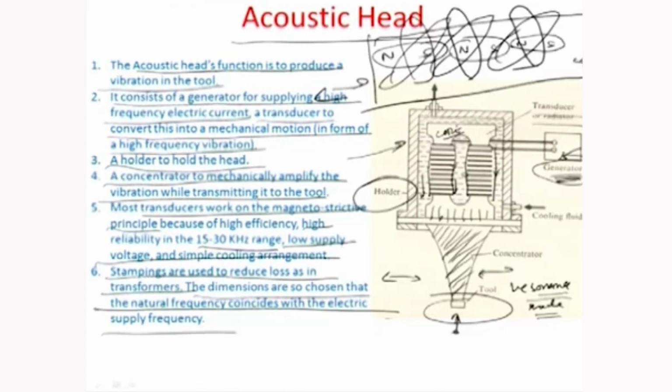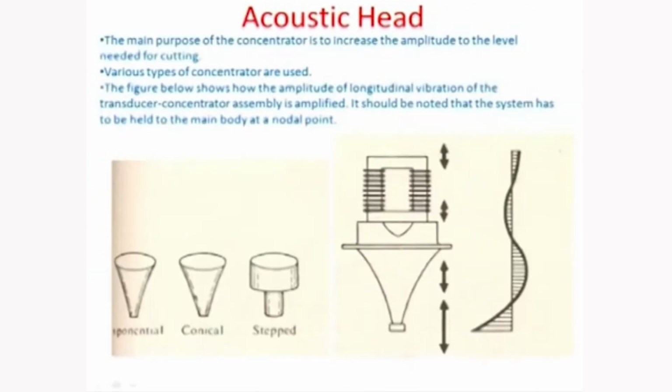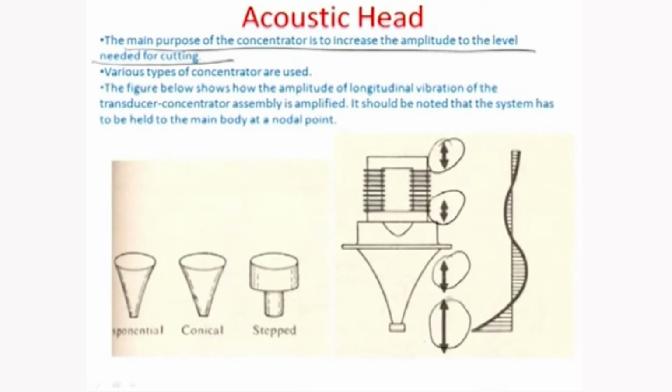So that is how the acoustic head is made in an ultrasonic machining system. The other aspect of the system is how these concentrators work, and as I already told you, the main purpose of the concentrator is to increase the amplitude to the level that is needed for cutting. So you can see that for small vibrations which are felt here, there is a sort of amplification in the amplitude as you go from one end of the concentrator to the other, okay.